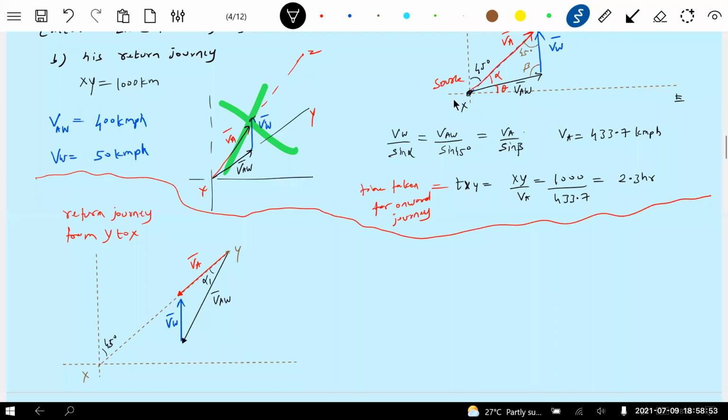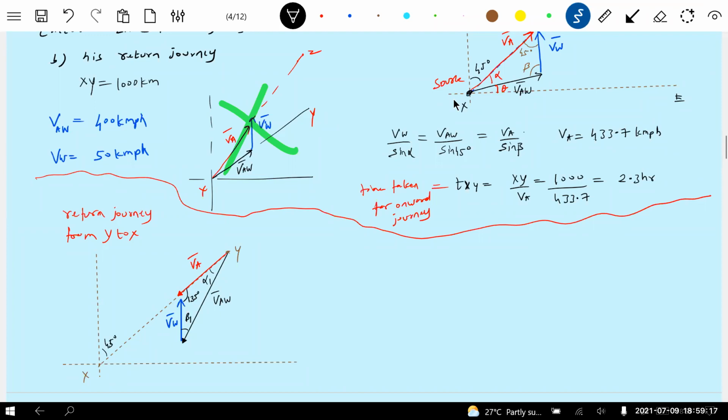How much is this angle? Anybody? This angle is 45. This angle is 45. What can be this angle? 135? Yeah, it should be 135. I also improved a lot by teaching you guys. Then the remaining angle, this we don't know, call it beta 1.